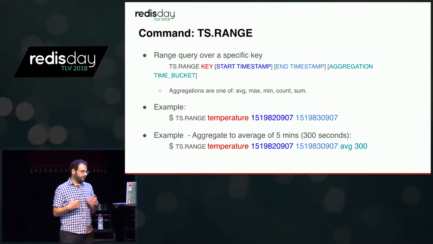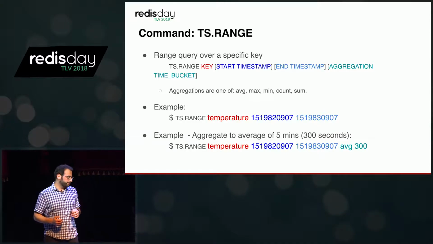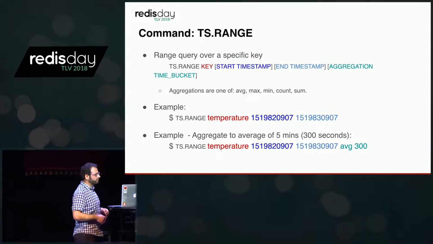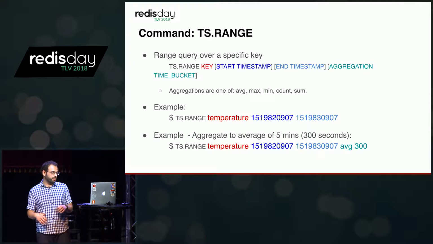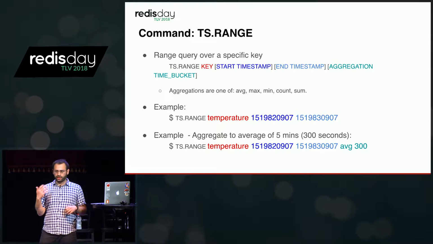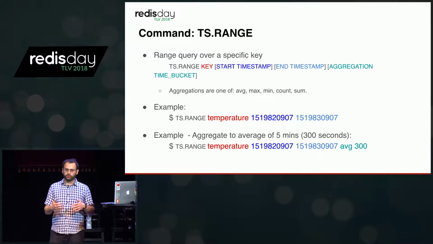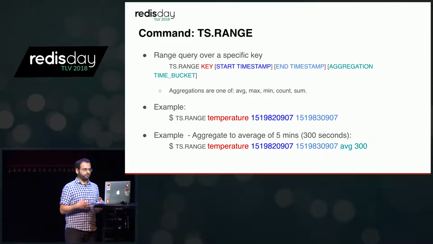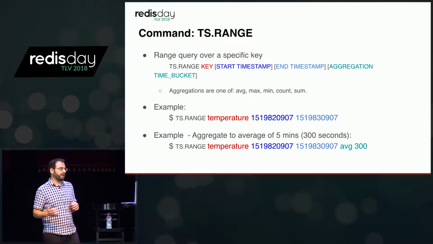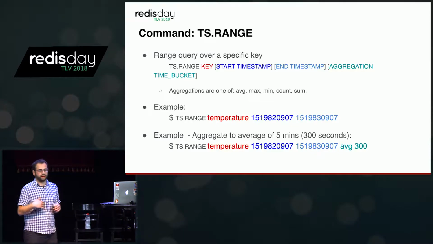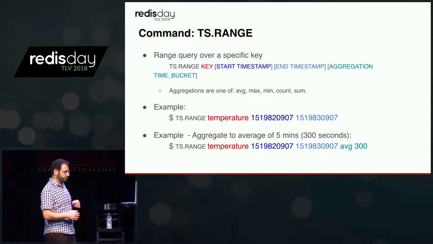Every time you query with the aggregation, you will get the samples truncated by the time bucket that you want. So we have 2 examples here. The first example is just a simple range query, and the second example is an average query of the same time span. The difference is that we want the query to aggregate the data over 5 minutes. So we will get samples where the difference between each sample is 5 minutes. And every sample will have the average of all the data during that 5 minutes.